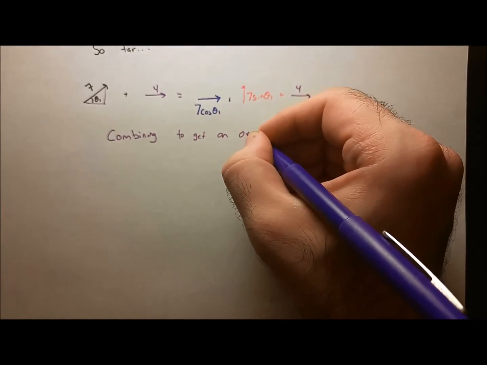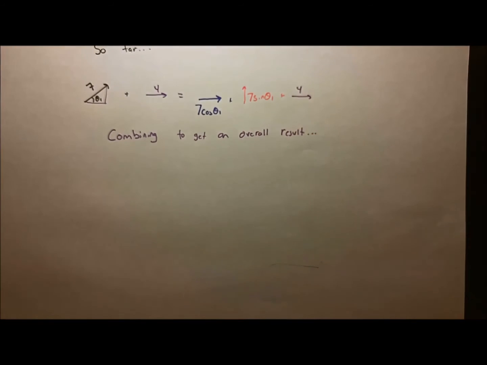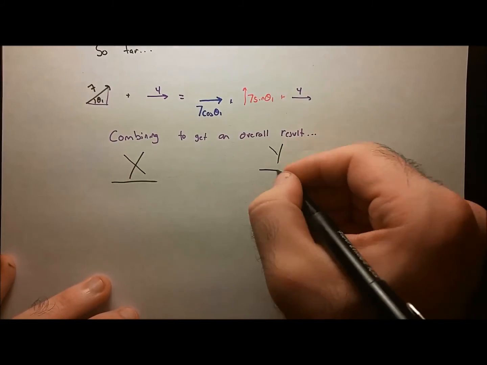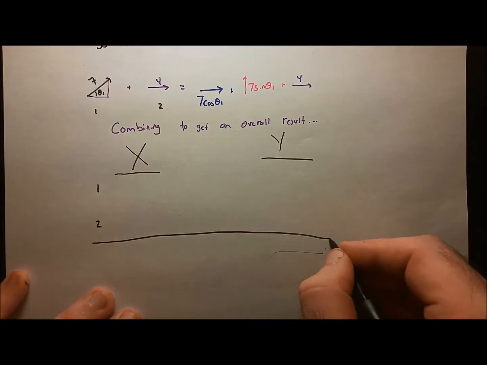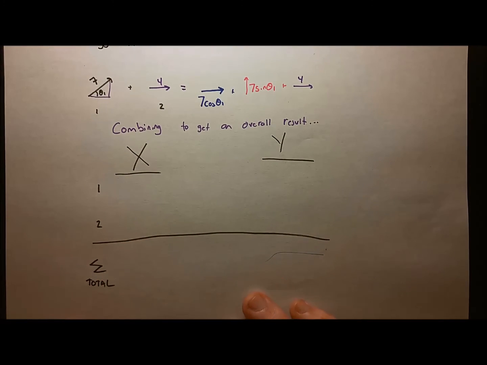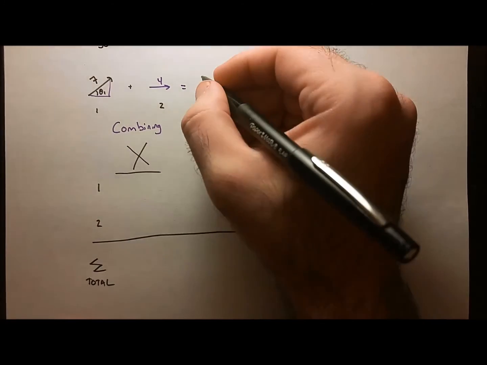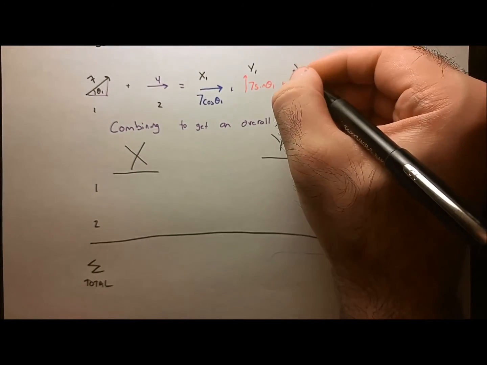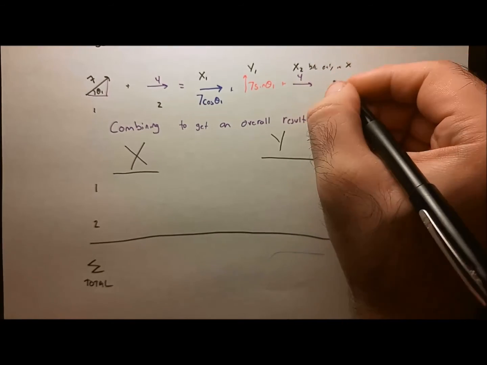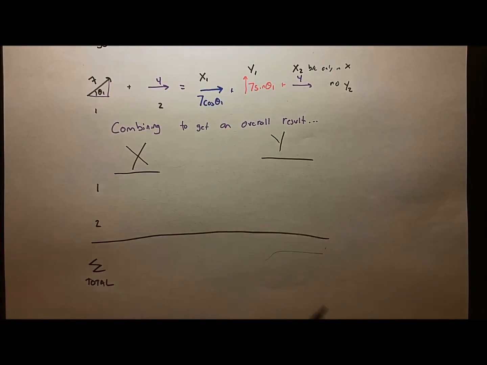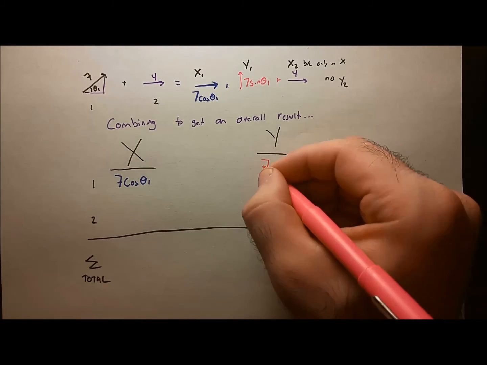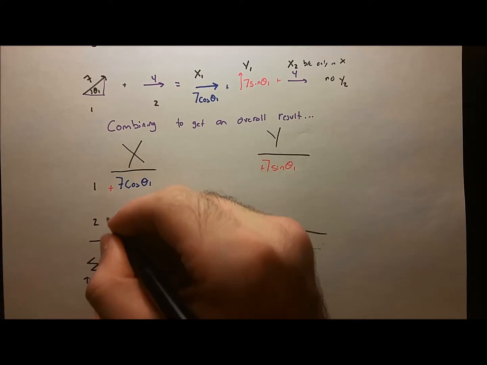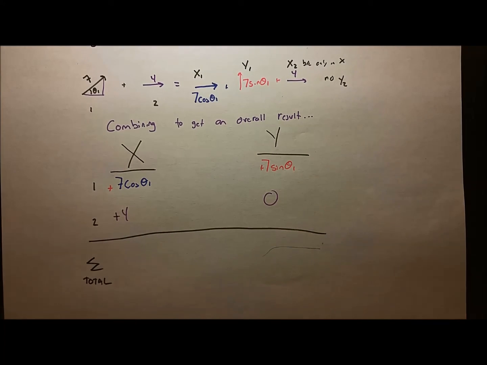Now to combine them, we want to get an overall value. We're going to call that the resultant. Again, we want to get a hypotenuse of these combined values. So we're going to make an x and y table. In the x, there are two different vectors, so I'm going to write them as 1 and 2. And then underneath them, write the sum. That's the Greek letter sigma for total. You can see I label them x1, y1, x2, and there's no y2. So x1, I'm going to put there, 7 cosine theta 1. The y part is 7 sine theta 1. Positive and positive. The next one, the 4 is all in the x, there's none in the y.